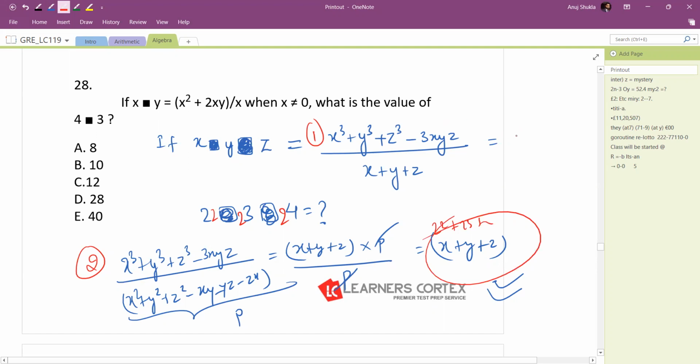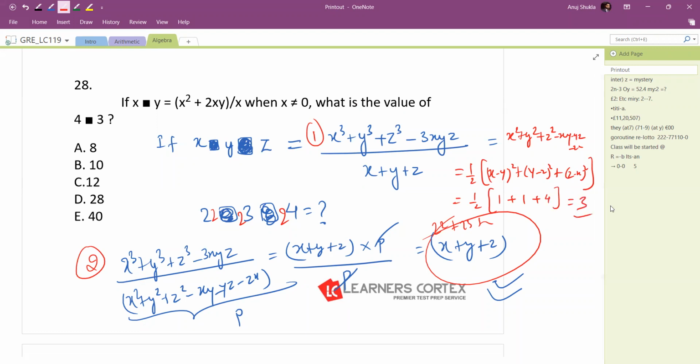What is the simplification here? You'll be getting the simplification here is x square plus y square plus z square minus xy minus yz minus zx. But if you put 2 square, 3 square, it will take time. This thing also can be written as half of (x minus y) whole square plus (y minus z) whole square plus (z minus x) whole square. So x minus y whole square, that is 1 square, y minus z is 1, and then z minus x is 2. 2 whole square is 4. So 6 by 2, that is 3. So answer is 3.